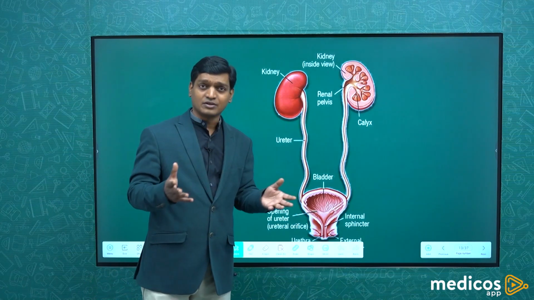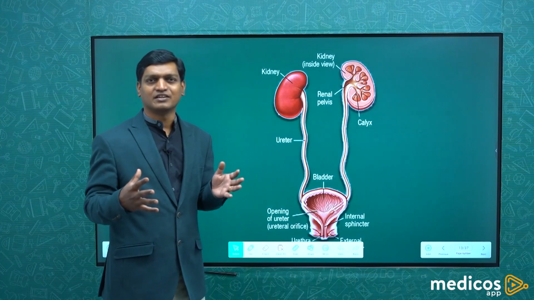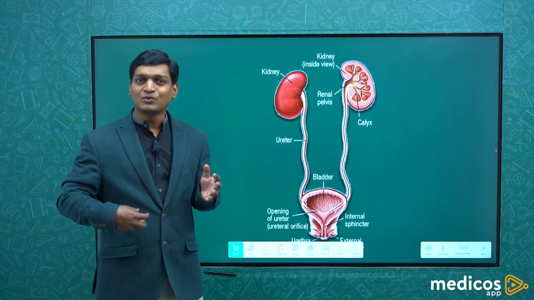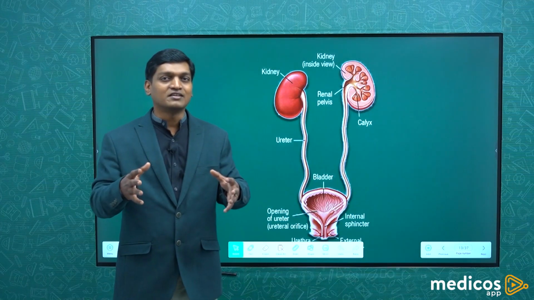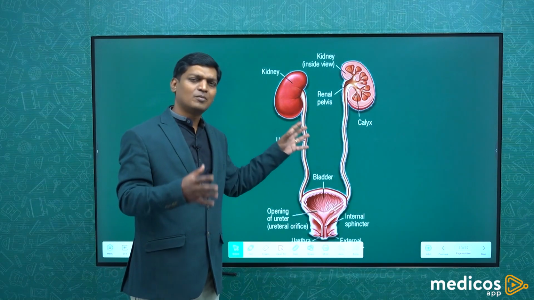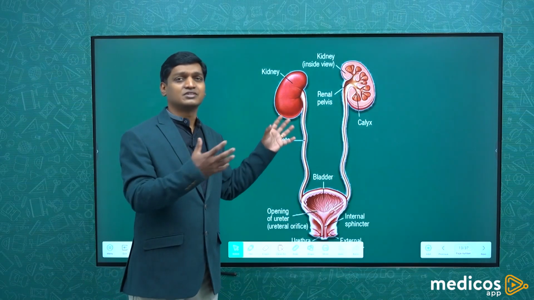And the anterior relations, obviously. It is the posterior-most structure. We have several structures anteriorly. On the right side we have the duodenum, on the left side the pancreas crosses it. So you need to understand the relations. Obviously blood supply, vascular segments, venous drainage, all these things you can learn.